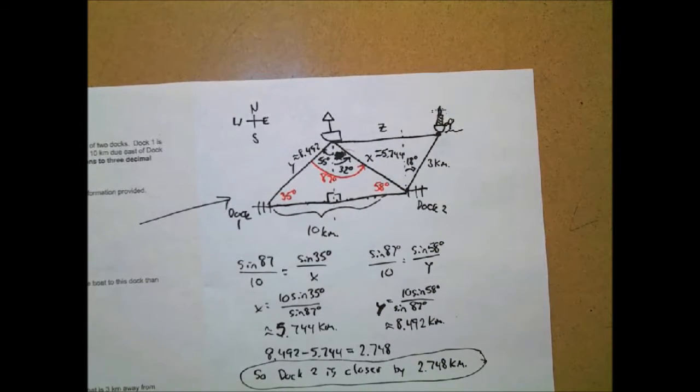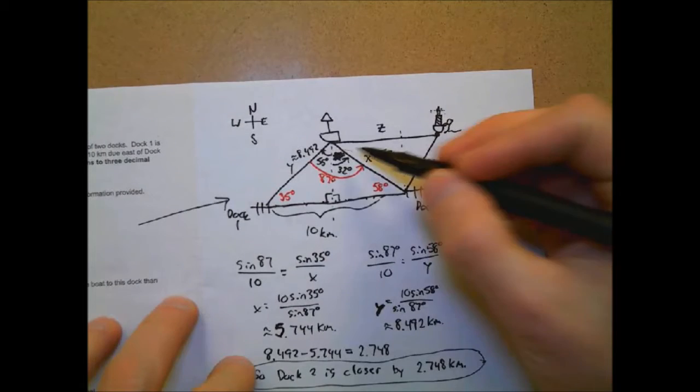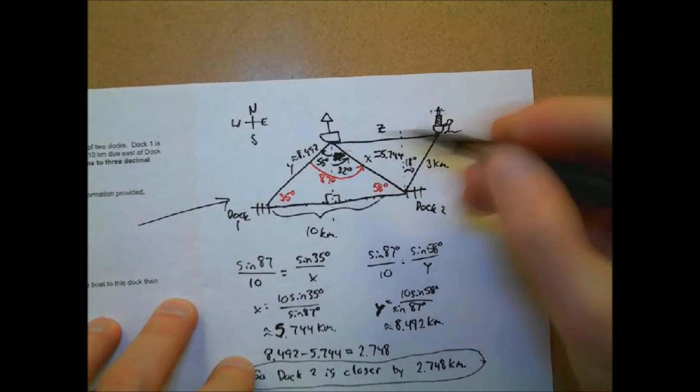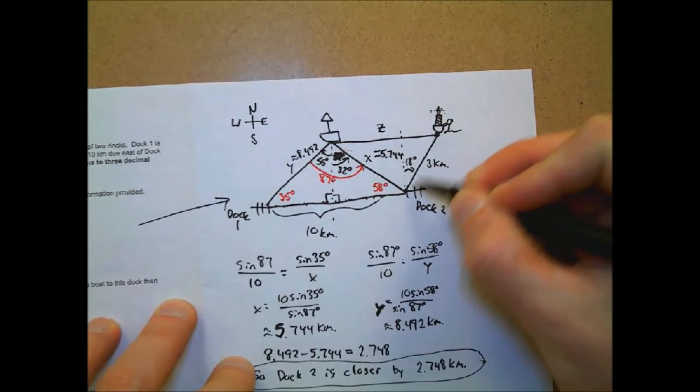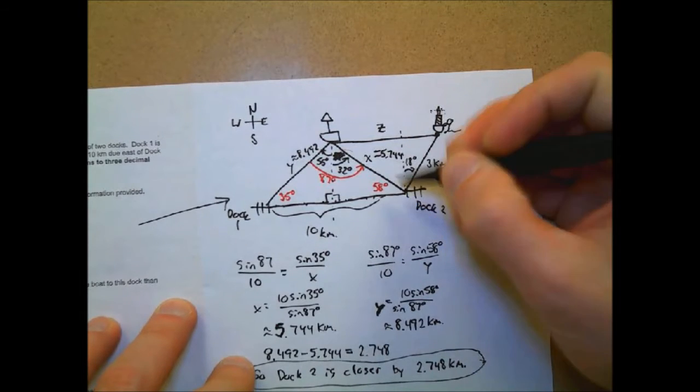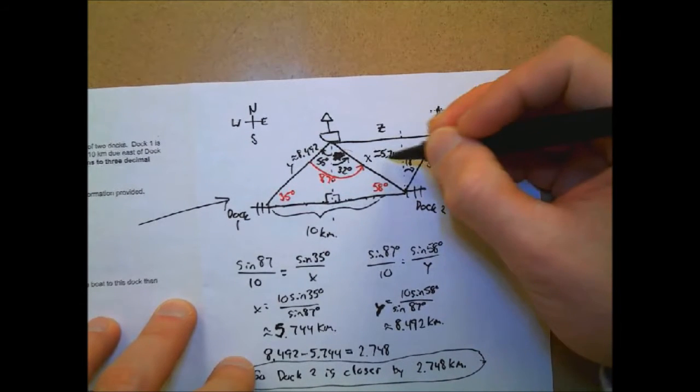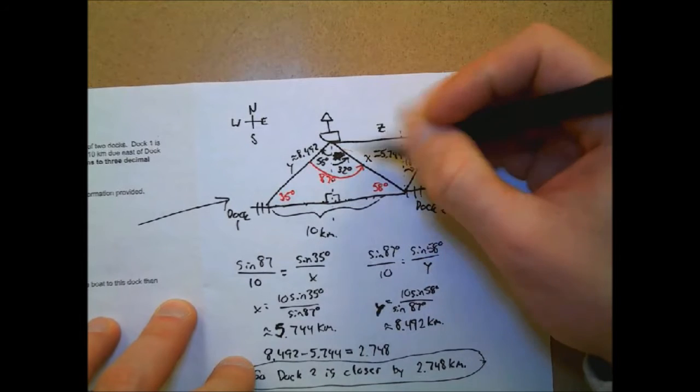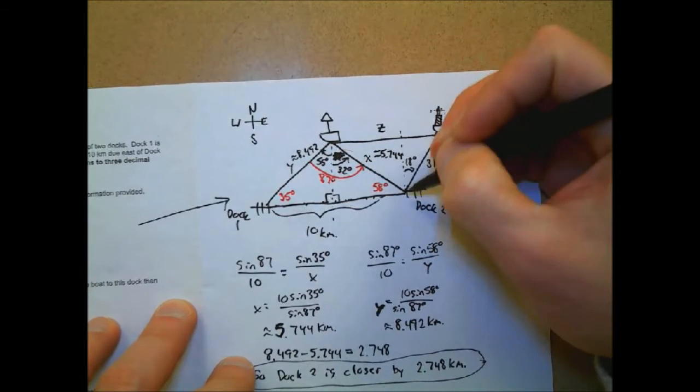We don't know that, right? We do not know that. So what's the information? Well, we have a new triangle here now. This side of the triangle right here is 3 kilometers. We also know this side of the triangle here, 5.744. So we have this side of our new triangle as well. And we have this little piece right here.